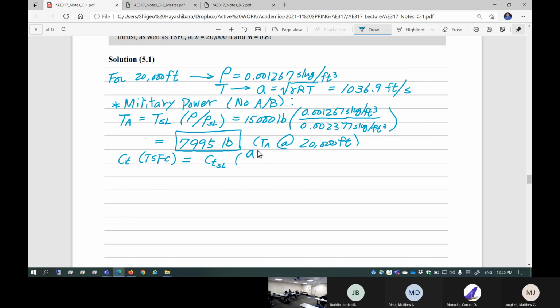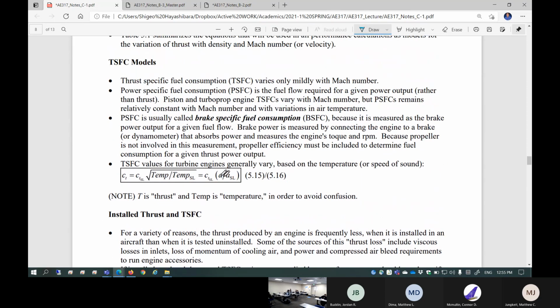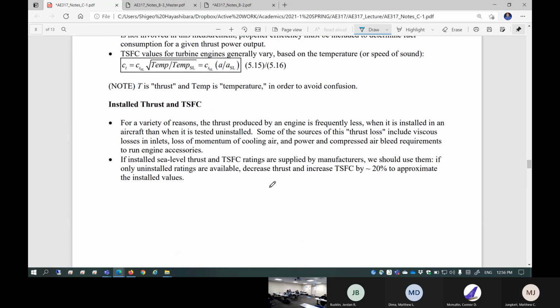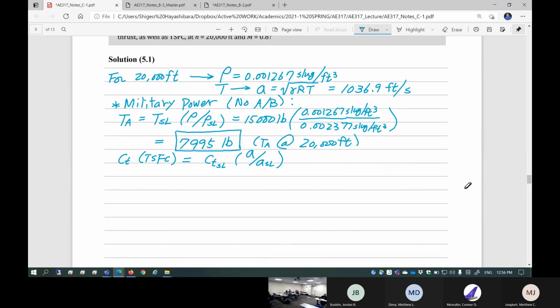Again, the ratio of the speed of sound or ratio of the temperature, either way. Actually, wait a minute. Is this a correct equation? Yeah, it's a correct equation. Let's be careful. If you use the temperature ratio, a square root needs to come in because a equals the square root of gamma R T. Don't forget the square root if you use the temperature ratio. If you're using the speed of sound ratio, it's just a ratio. Okay, good. So this is the correct equation.